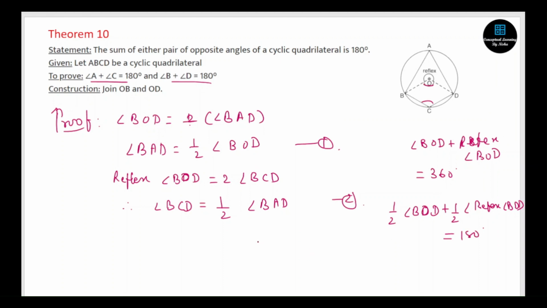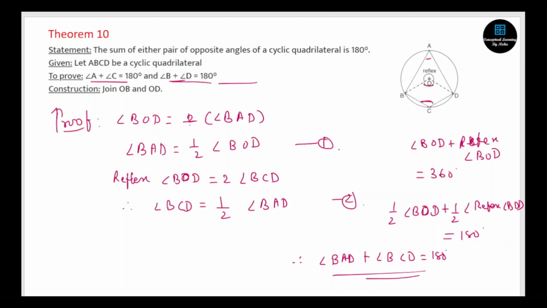And I can substitute these values. Therefore angle BAD plus angle BCD is equal to 180 degrees, means what? Angle C and angle A add up to 180, and similarly we can prove that B plus D is 180, correct? Because the sum is 360, we know that. So just you have to mention that. Similarly we can prove that this is 180, so hence we prove this result.